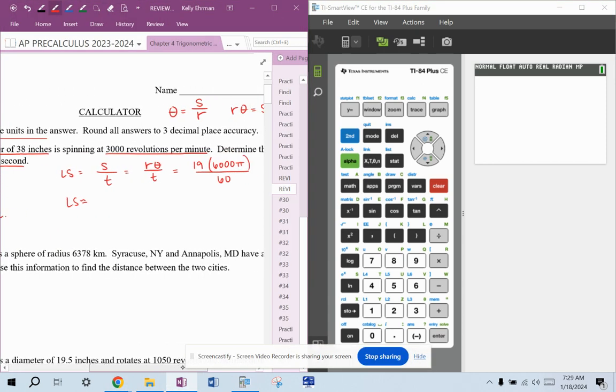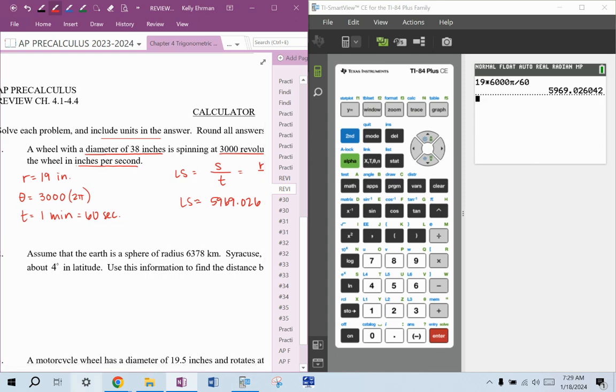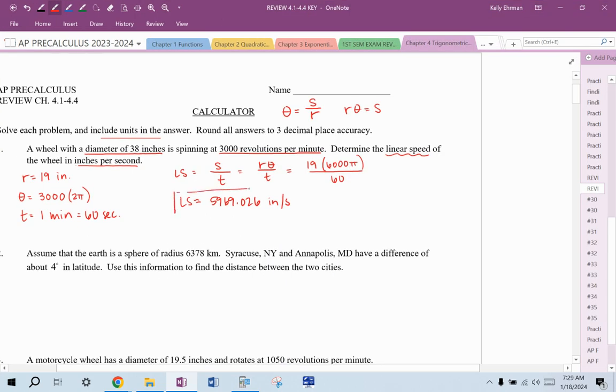So that was 19 times 6,000 pi divided by 60. So this is about 5,969.026. And the label right now is in inches per second, which I believe is what it was supposed to be. Yeah. All right, so that's it for the first one.